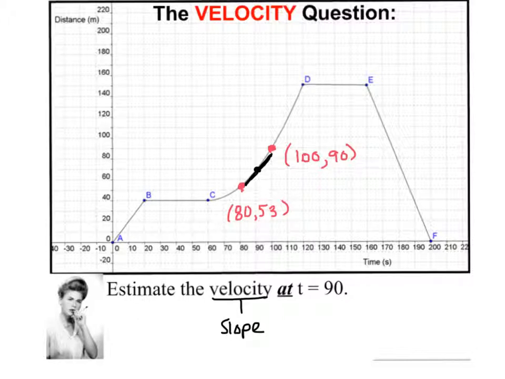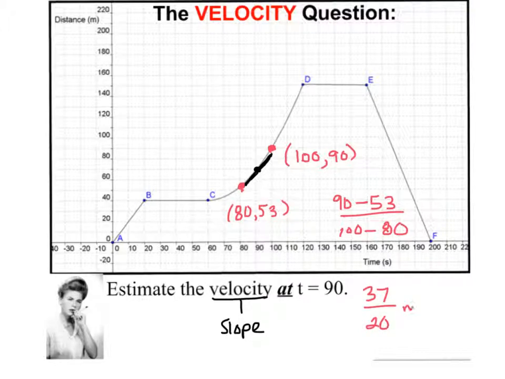So our velocity would be, again, the change in y over the change in x. So we've got 37 over 20 meters per second. Now that's an estimate. If I wanted to get a better estimate, instead of picking 80, I could have picked 85 and 95. If I wanted an even better estimate, I could have picked 89 and 91.